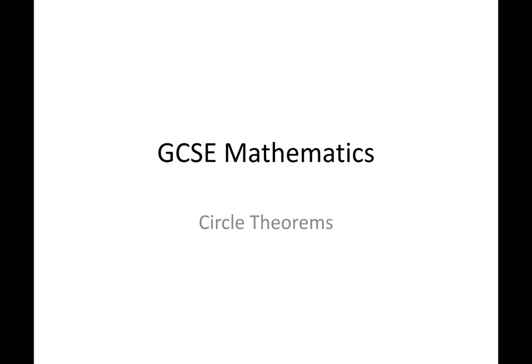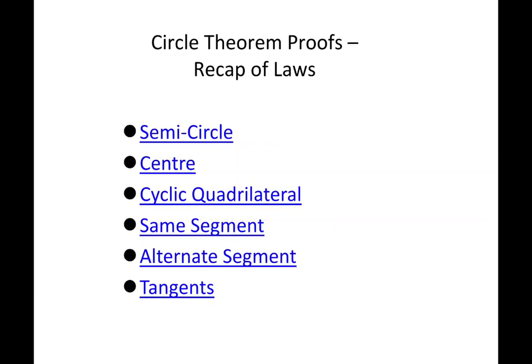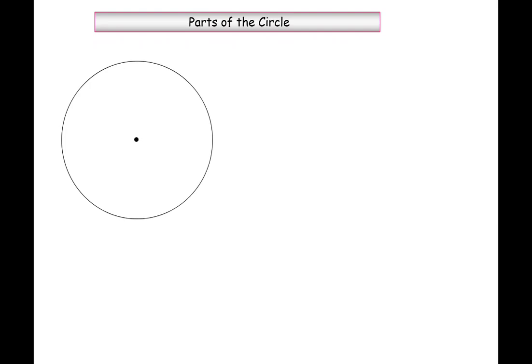Today we're going to talk about circle theorems regarding GCSE mathematics. IGCSE, this works for all of them actually: IGCSE, GCSE, Edexcel and Cambridge. These are the theorems that we're going to cover along with their proofs: semicircle, center, cyclic quadrilateral, same segment, alternate segment, and tangents. Before we get into them, let's learn about the parts of the circle.